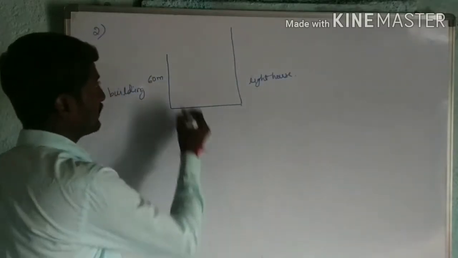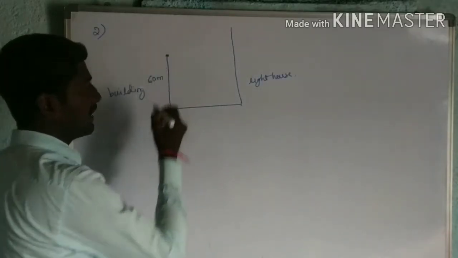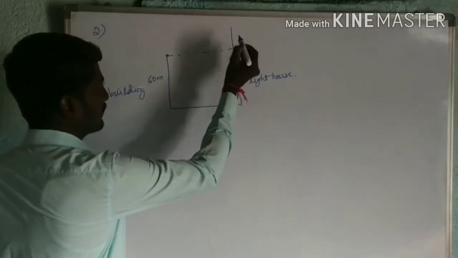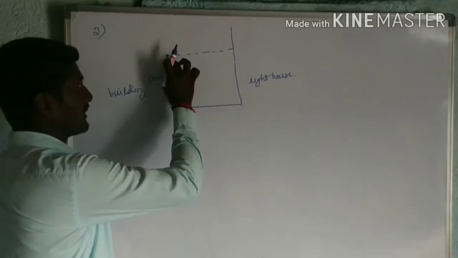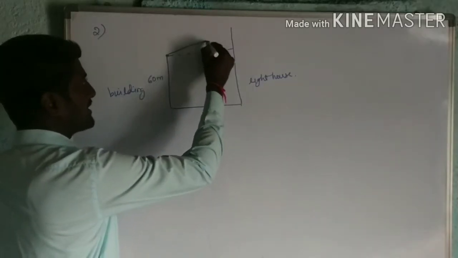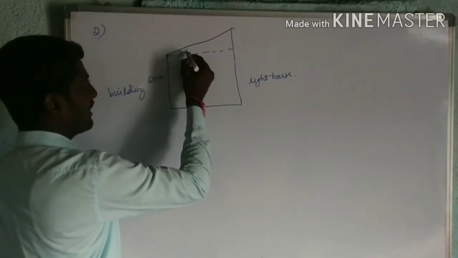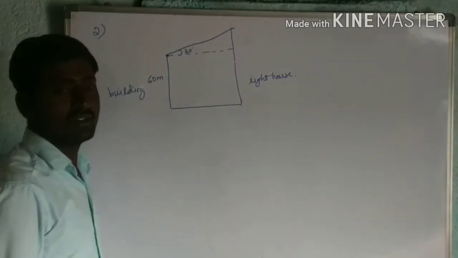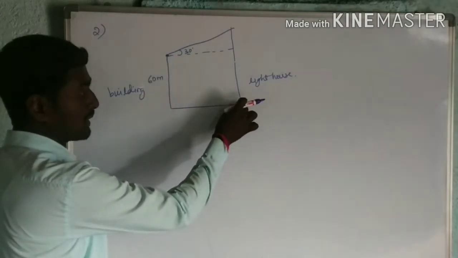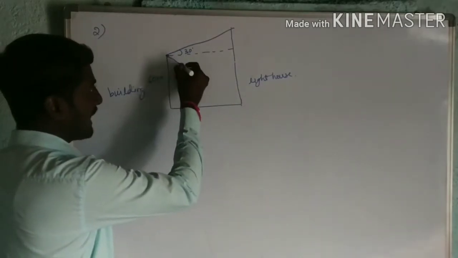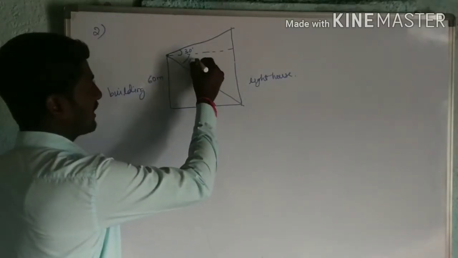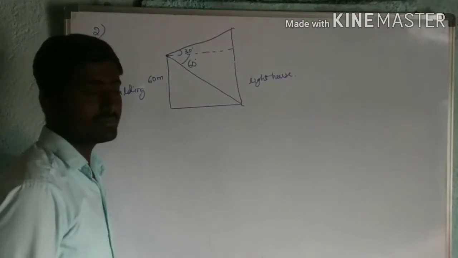Now the observer is on the top of the building. First I shall draw the horizontal line through the observer. He is observing first the top of the lighthouse with an angle of elevation that is 30 degree. Now again from the same point he is observing the bottom of the lighthouse with an angle of depression that is 60 degree.